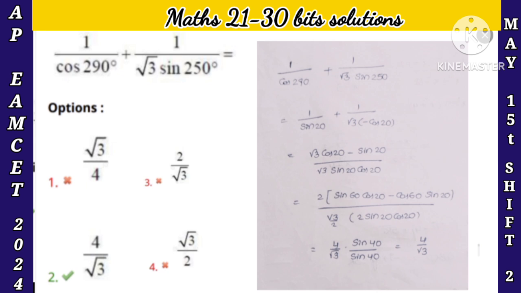The question is very easy, a direct EAMCET model. The question is 1 by cos 290 plus 1 by root 3 into sin 250. Okay, let us see the solution. So first, how to convert the values?